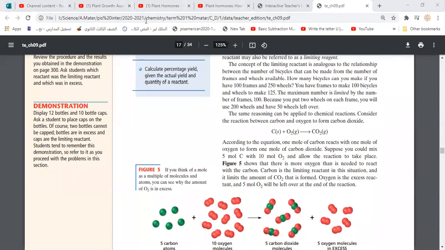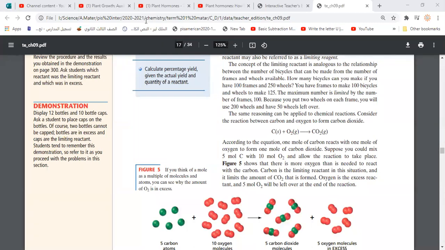Yes, Yasin. The limiting reactant has a small amount, and when it ends, the chemical reaction stops. And the other reactant, the excess reactant, there's a lot of it, but it doesn't react when the limiting reactant is used.